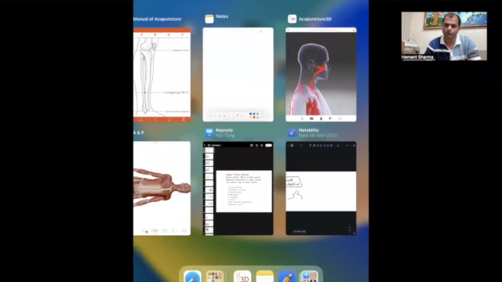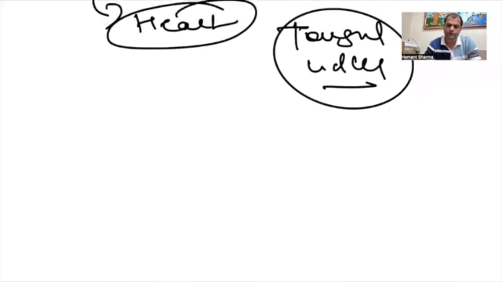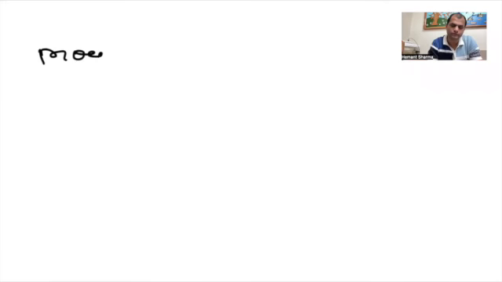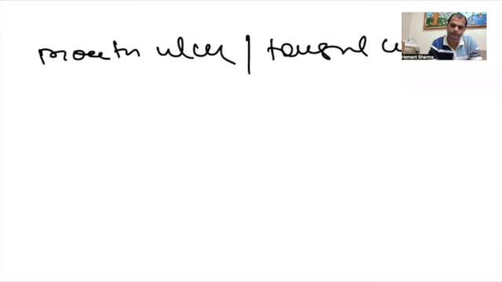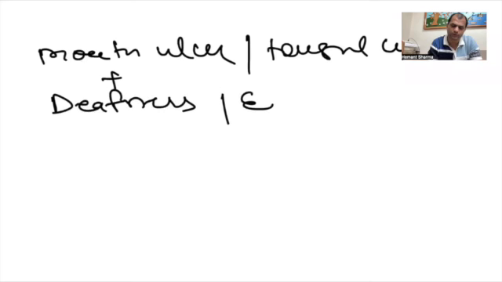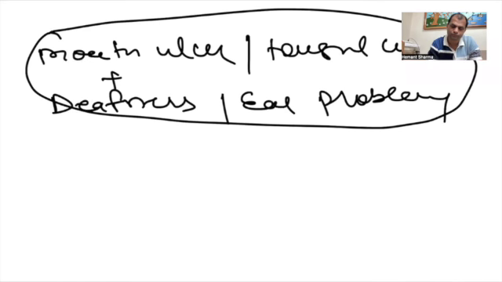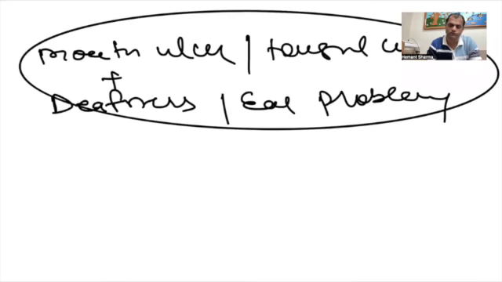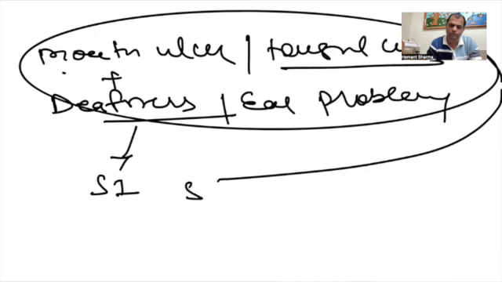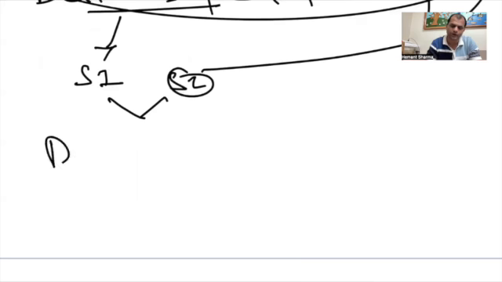So suppose the person is telling you, doctor, I am having mouth ulcer, or we can say tongue ulcer, right? Plus some deafness or some ear problem. If the person is suffering with a mouth ulcer or tongue ulcer and deafness, deafness is connected with the small intestine and the tongue ulcer is also connected with the small intestine, then we are going to treat damp heat in the small intestine.